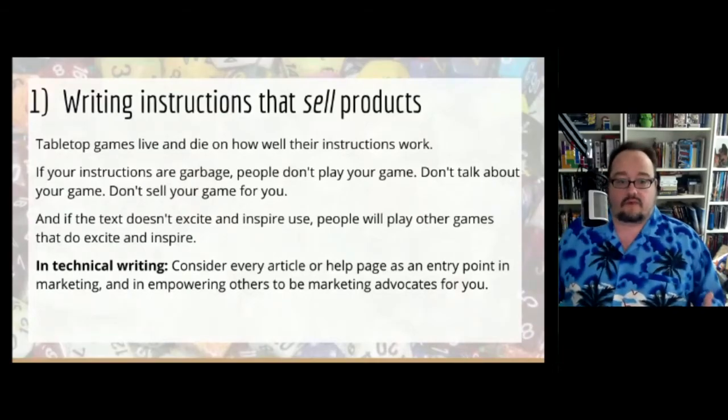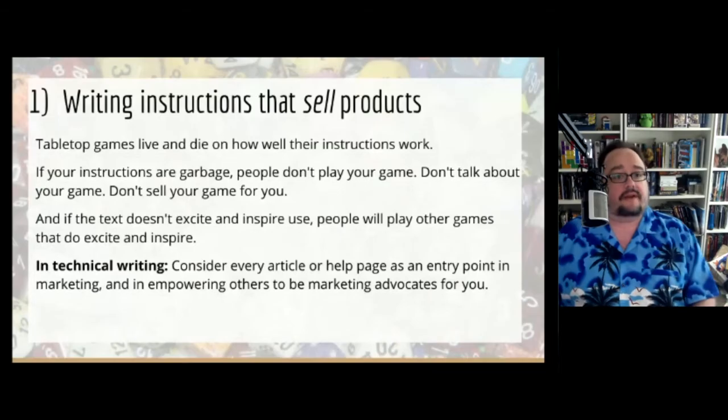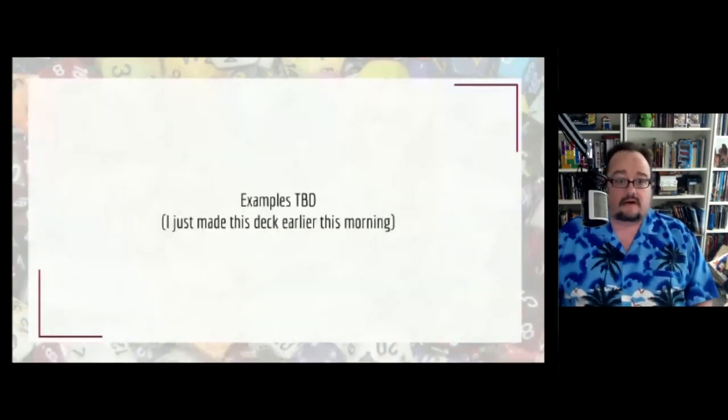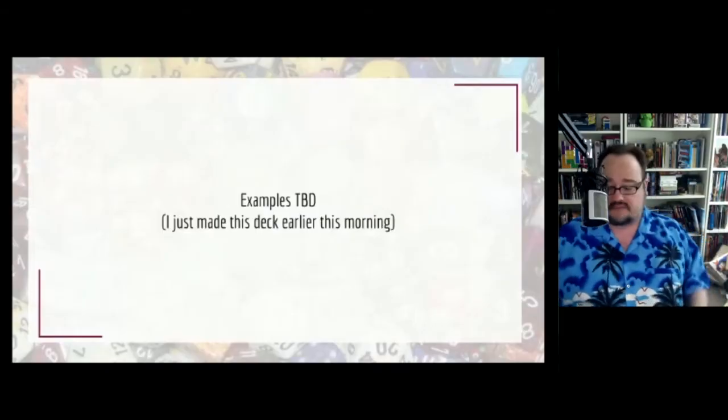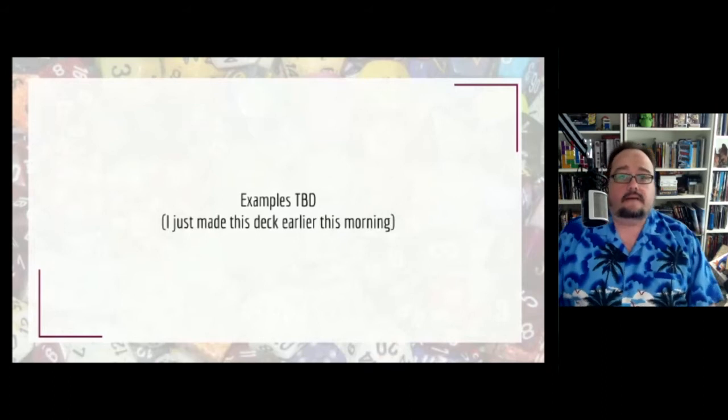And in the world of technical writing, I then look at how every article or help page is an entry point into marketing in that regard, and how you can empower others with that material to be marketing advocates for you. When I have a chance to actually flesh out these slides more, I'll put some examples in. But right now they're TBD.